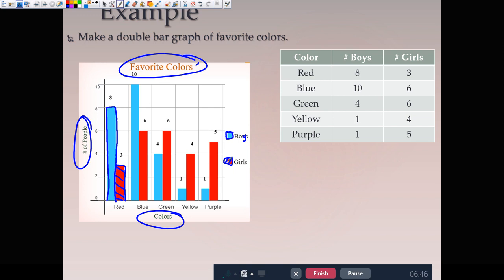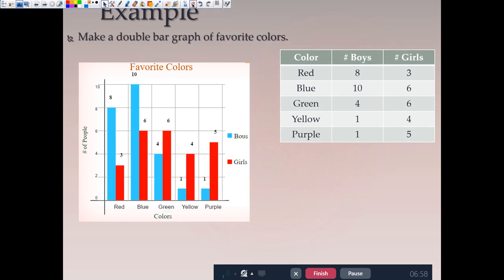Okay? When you are inside a category, the bars touch. Okay? But between the categories, they do not. Okay? So I'm going to zoom in so you guys can get that copy down.